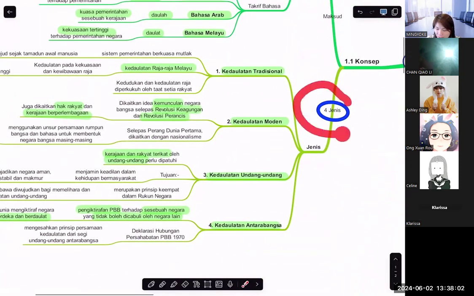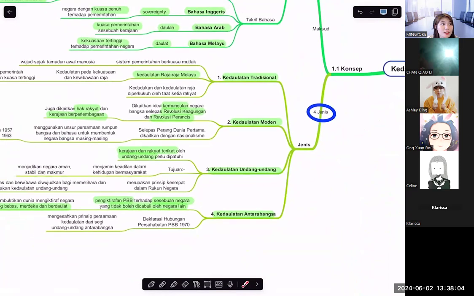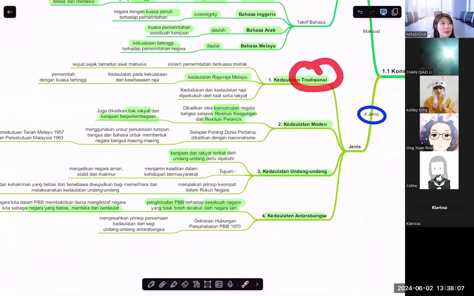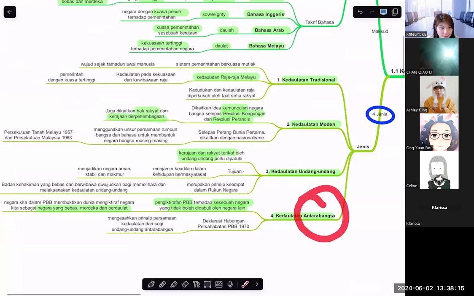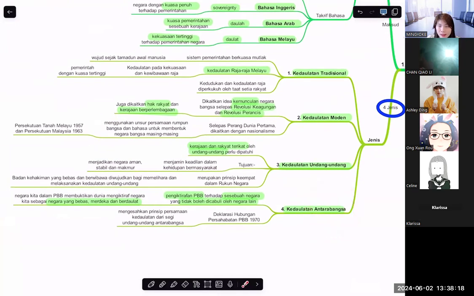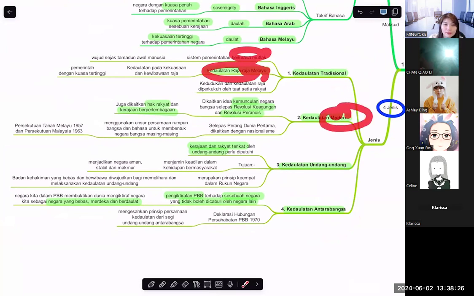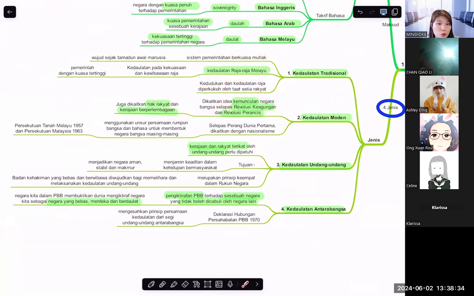Then the next one, what are the types of sovereignty we have? The types of sovereignty we have are traditional sovereignty, modern sovereignty, law sovereignty, legislation sovereignty, and international sovereignty. Guys, you must understand that according to traditional sovereignty, the absolute power is in the hands of the king. The modern one is after the revolution. That's when human rights and government according to the constitution were formed. No longer does the king decide everything.